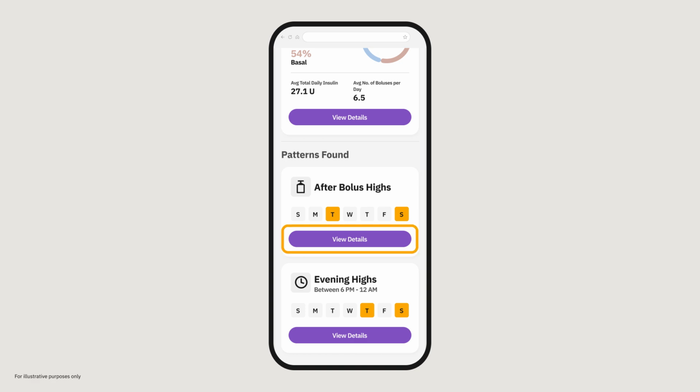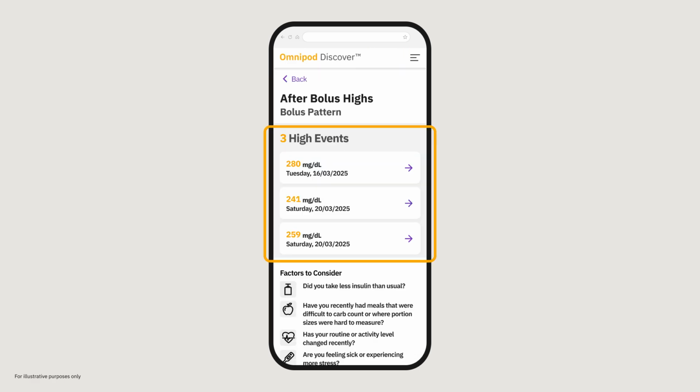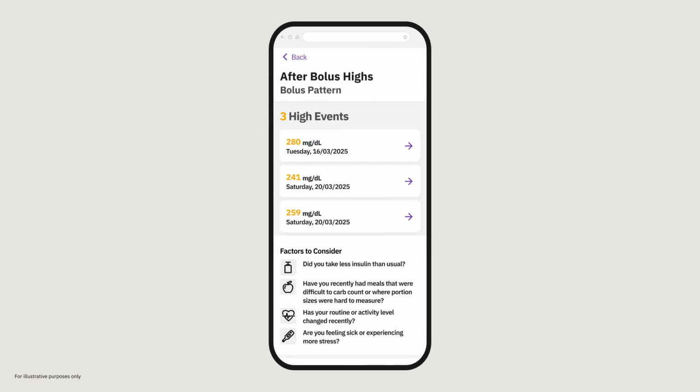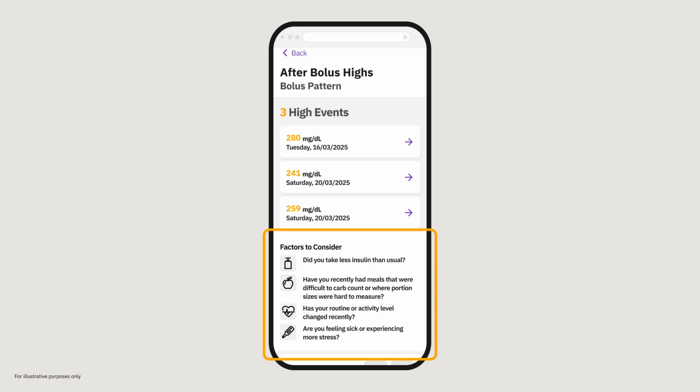Let's take a closer look at this after bolus highs as an example. Here, you'll see the events that make up the pattern. Factors to consider are simple questions that help you think about what might be causing the pattern. You might see questions like, did you take less insulin than usual? Has your routine or activity level changed recently? These questions help you reflect on your choices and give you clues about why your glucose might be going high or low after a bolus. Want to dive deeper? Tap on any event to see more details.